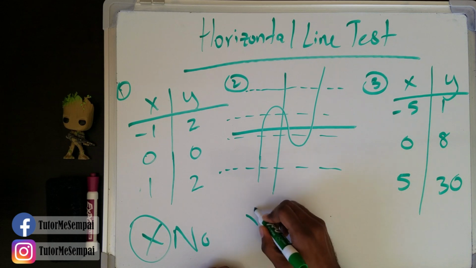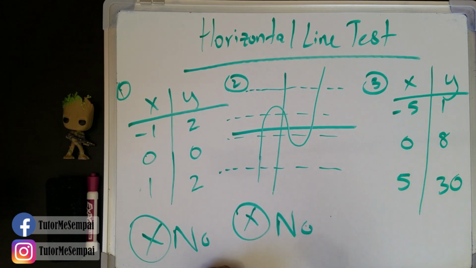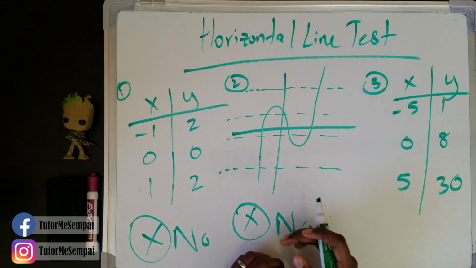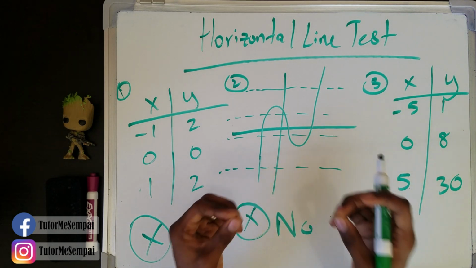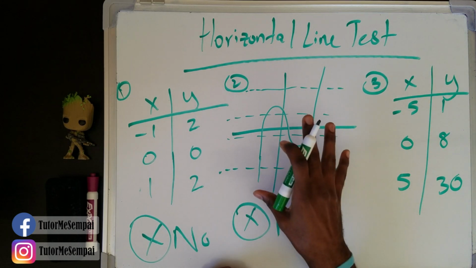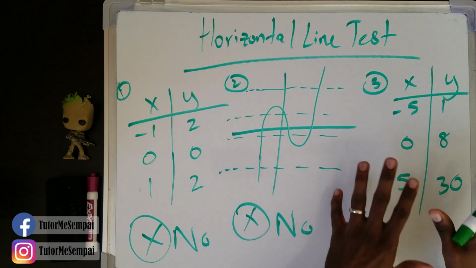So this is also going to be a no. It doesn't have an inverse function. It has way too many x's that go to the same y. This is not going to pass our horizontal line test. Let's look at our last example.